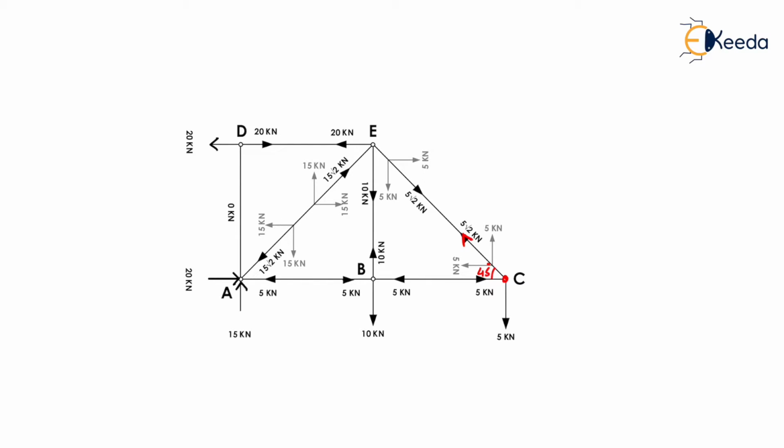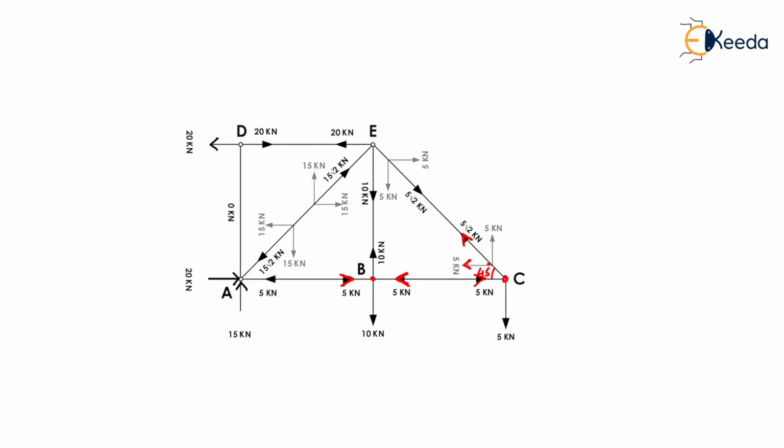To maintain the horizontal equilibrium of joint C, we need a force of 5 kilonewton here, which will balance the 5 kilonewton force due to the inclined member. Now in this way we have maintained the horizontal equilibrium of joint C. Now to maintain the equilibrium of member BC, we need to create a force of 5 kilonewton in this direction. At joint B, there will be a horizontal force of 5 kilonewton acting towards the joint in the leftward direction. So to maintain the horizontal equilibrium of joint B, we need to create a force in this direction.